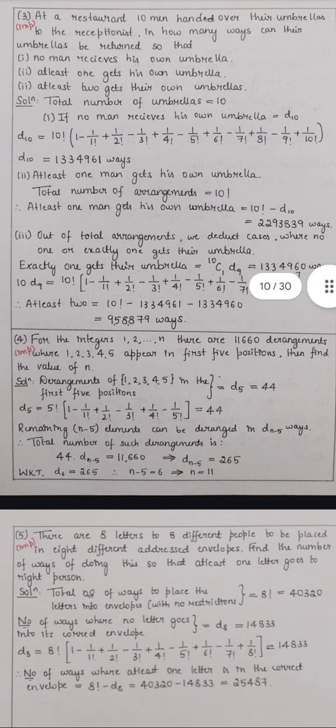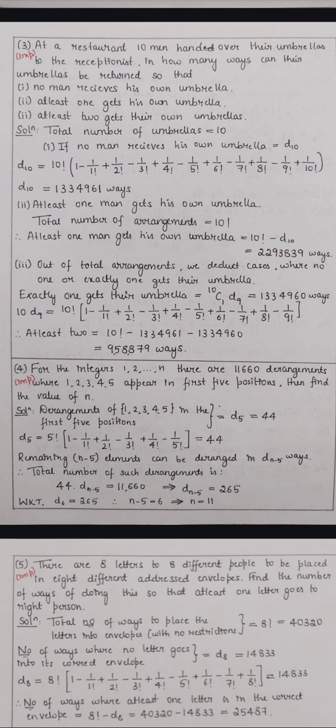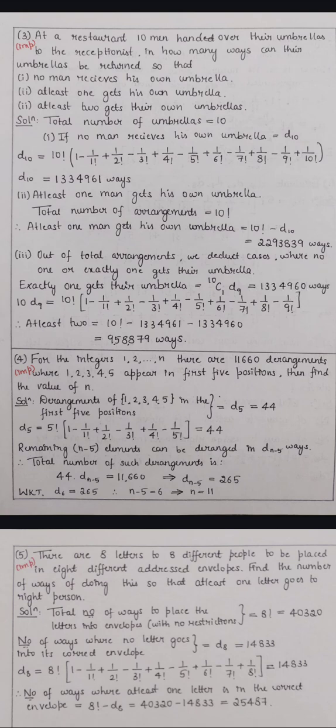So here is the summary. The number of ways where all of them receive their own umbrella is 10 factorial. Then no one receives their umbrella is d10. So at least one man gets his own umbrella is 10 factorial minus d10. Out of the total arrangements, we deduct cases. Now exactly one gets an umbrella means one is correct, so there are 10C1 ways you can give him the umbrella. Then how many are left? 10 minus 1, that is 9. So d9, so 10C1 into d9.